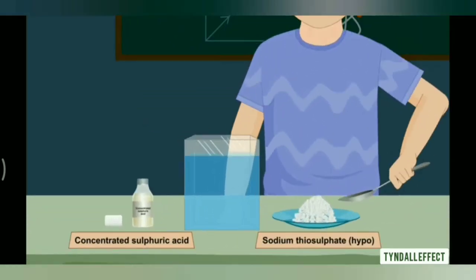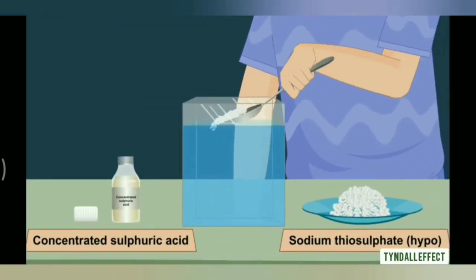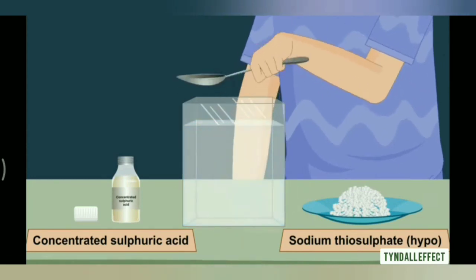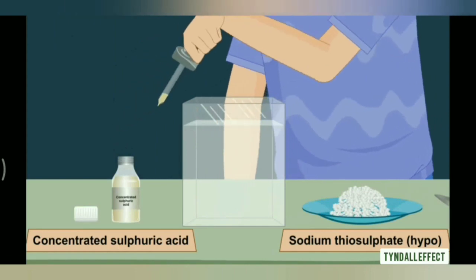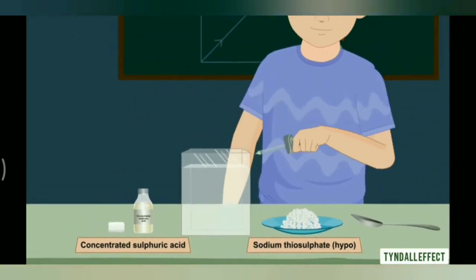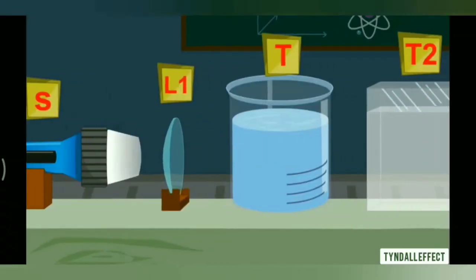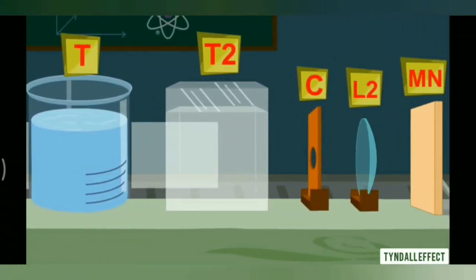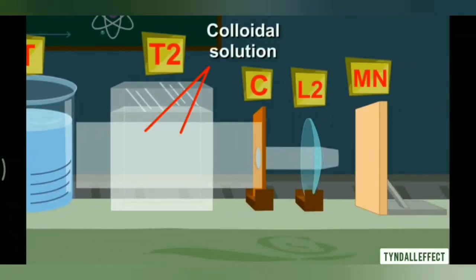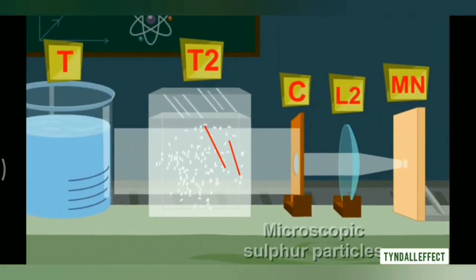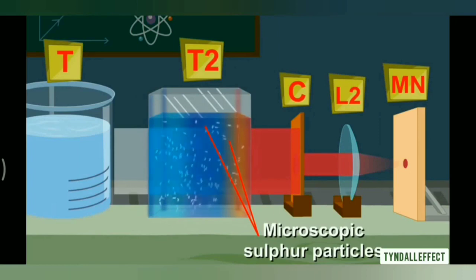Now dissolve about 200 gram of sodium thiosulfate hypo in about 2 liter of clean water taken in the tank. Add about 1 to 2 millimeter of concentrated H2SO4 to the water. Let's see what we observe. We will find that fine microscopic sulfur particles precipitate in about 2 to 3 minutes.